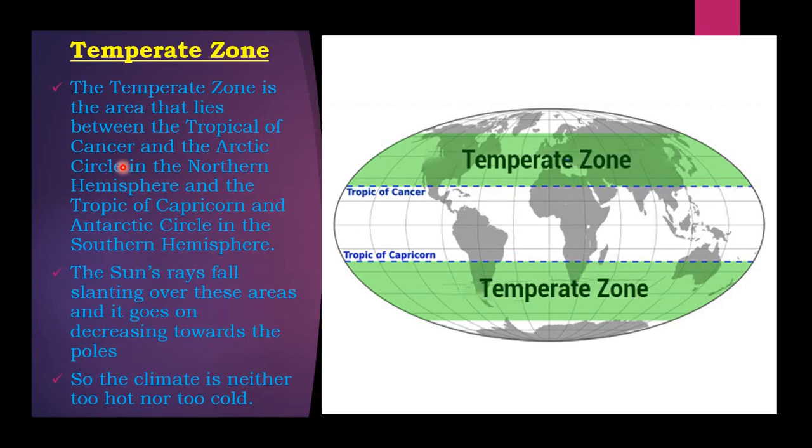So children, today we studied the climate or heat zones of the world. The first one is the torrid zone and the second one is the temperate zone. In the next class we will study the frigid zone. So okay children, till then go through the lesson. Please read the lesson for yourself.